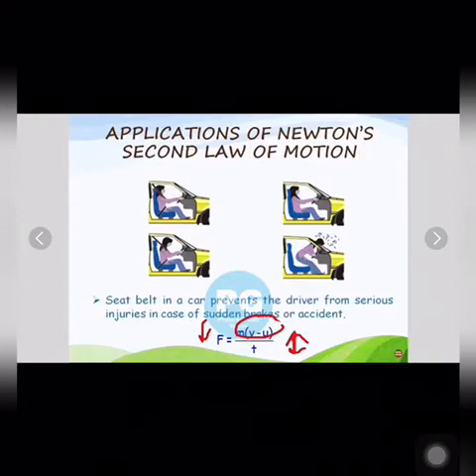So the same concept is being applied over here. The safety belt increases the time, and by increasing the time, the force decreases, and when the force decreases, the person gets less injuries or may get away with minor injuries. So a seat belt in a car prevents the driver from serious injuries in case of sudden brakes or accidents. If there are no seat belts, this might happen with us.